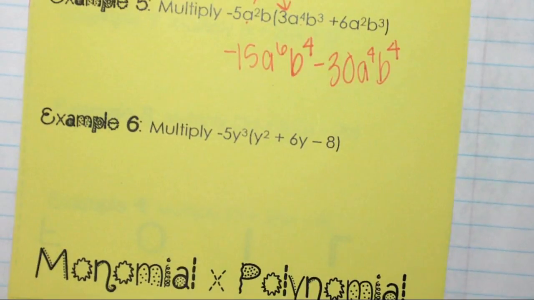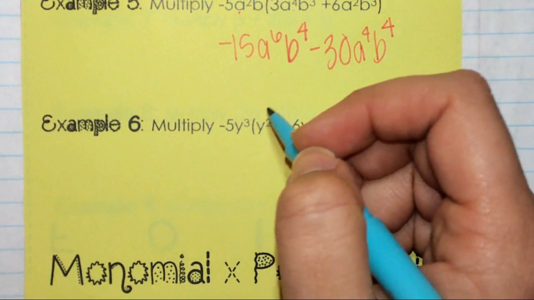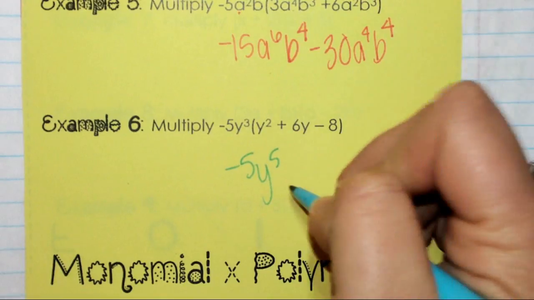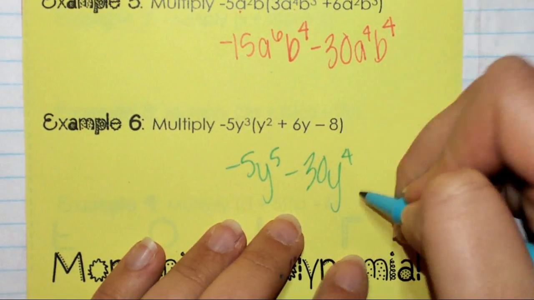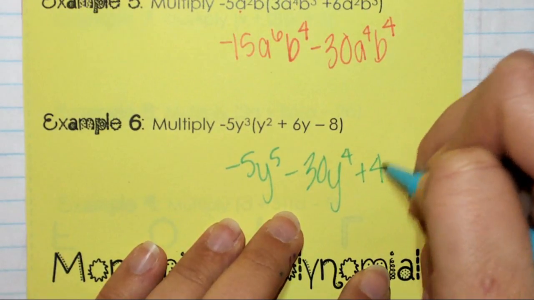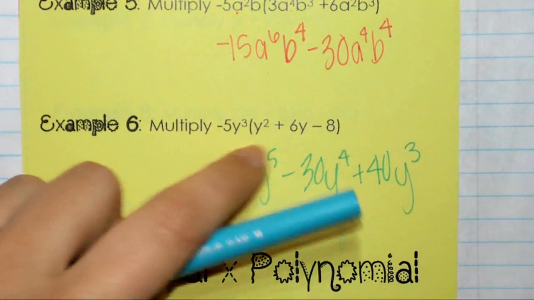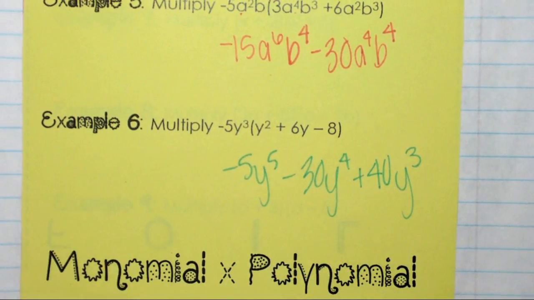Andrew, can you tell me what the answer to this one is? Negative 5y to the fifth minus 30y to the fourth minus 40. Nope, plus 40y cubed. Who got it right? Take a point. 5 times negative 1 is negative 5. I'm sorry, negative 5 times 1 is negative 5. Let's go. We're multiplying.